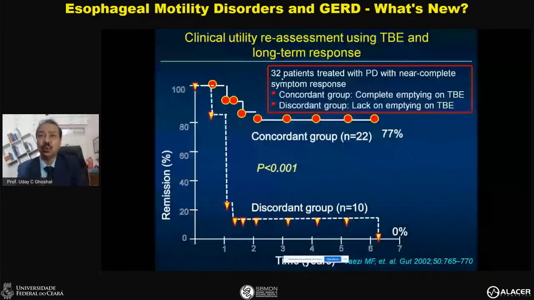disruption or good esophageal emptying. Another group had symptom relief, but the timed barium esophagogram concordant group, and during follow-up after the dilatation, was as manometry was actual solution. Manometry has a lot of limitations, and we have to accept that this conclusion may not be very valid.